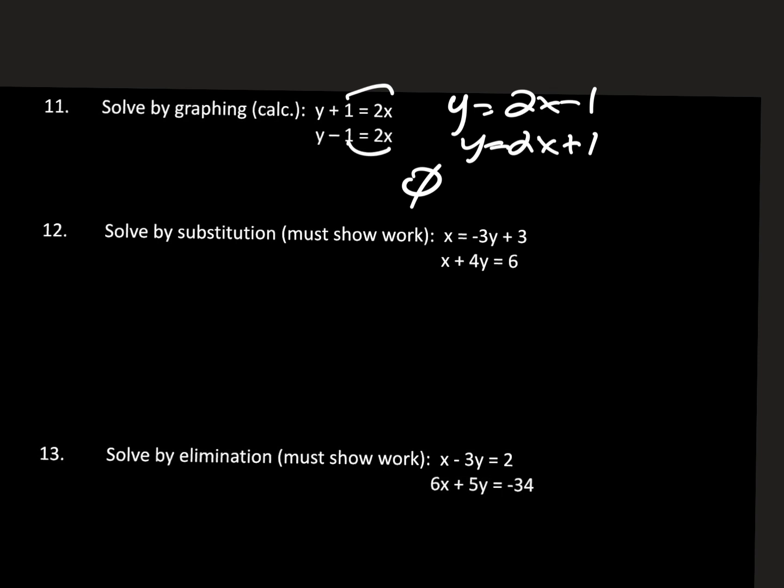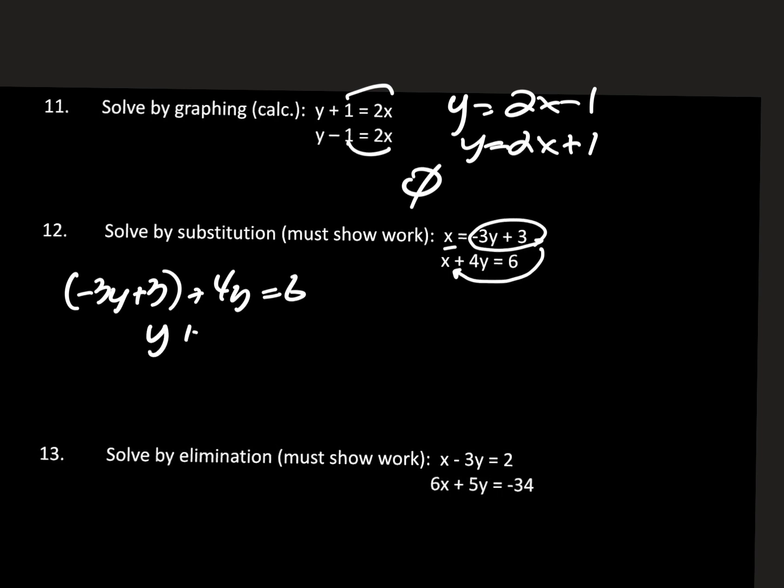Okay, number 12 says substitution. You must show your work. Because I know what x is already, x is this. I'm going to plug it in for the x right there. So I'm going to take where the x was, I'm going to put negative 3y plus 3. Keep the 4y equals 6. All right, if I add that stuff up, I'm getting 1y plus 3 is 6. Move the 3 over, that gives me 3.